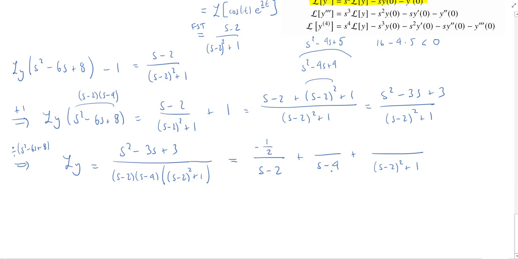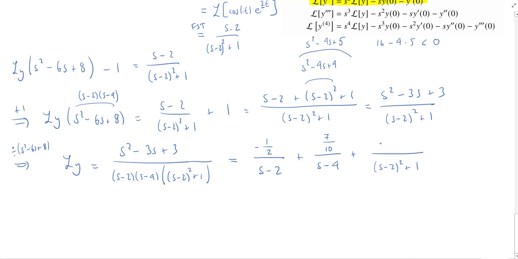All right, to get the coefficient over s minus 4, I'm going to evaluate this expression, excluding the s minus 4, at s equals 4. So 16 minus 12 is 4, plus 3 is 7, over. Okay, over here I get 4 minus 2 is 2, 2 squared is 4, plus 1 is 5. 5 times, let's see, 4 minus 2 is 2. So 5 times 2 is 10. All right, so our numerator will be 7/10.